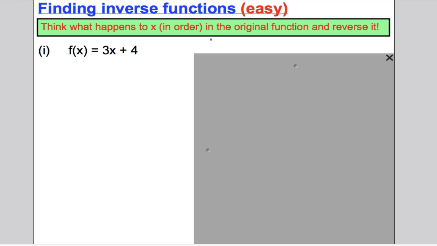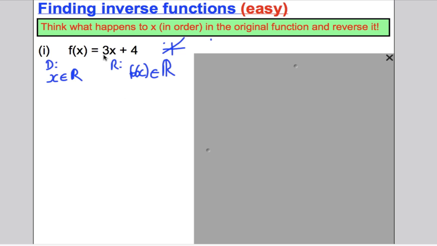Now let's think about finding inverse functions. Imagine your original function is 3x plus 4. You take a number, you times it by 3, and you add 4. What's the inverse? Let's first of all just talk about what the domain and range are. You can put any number in here as the domain, and the range, what do you get out? Well, you also get any number out, and I'm going to just say f of x is any number, because obviously it's a straight line graph like that.